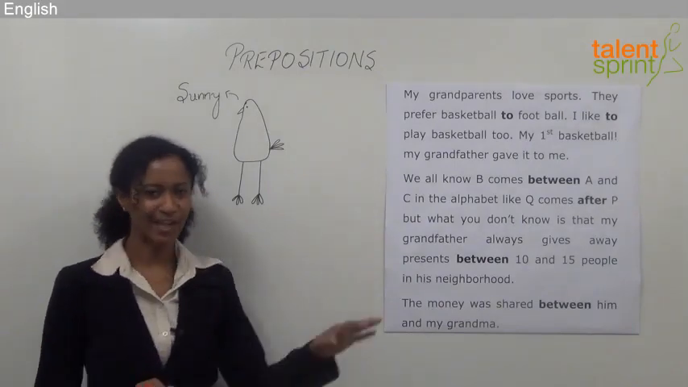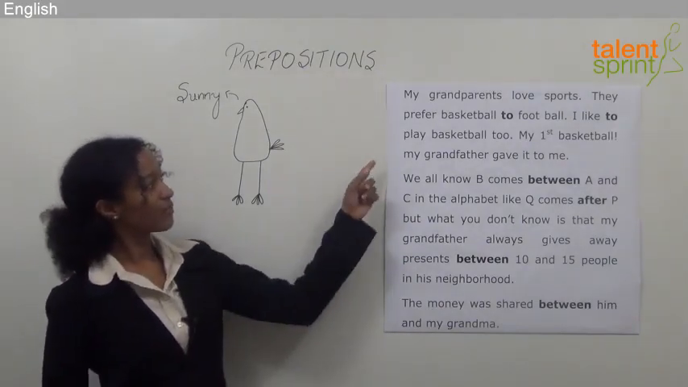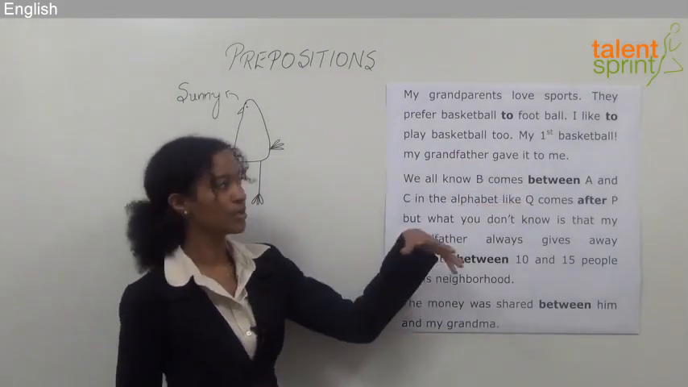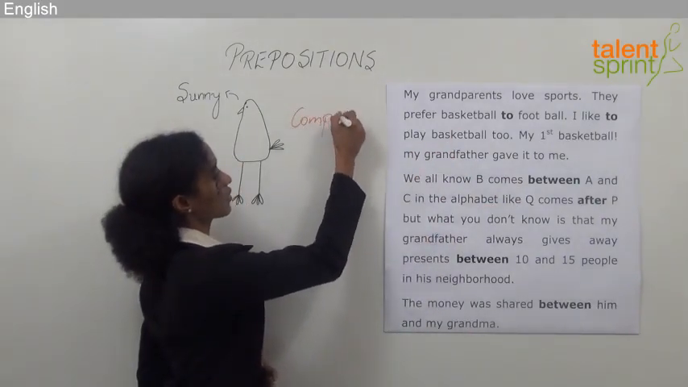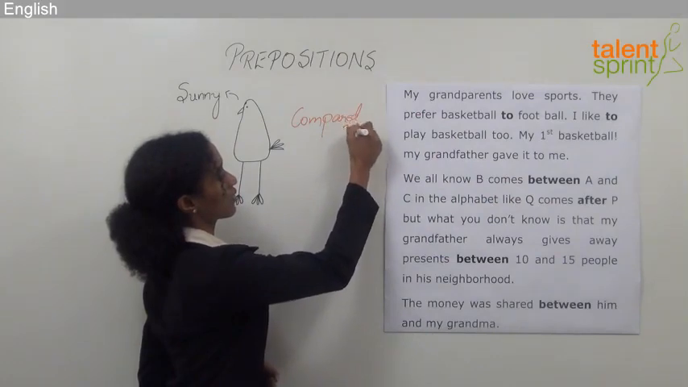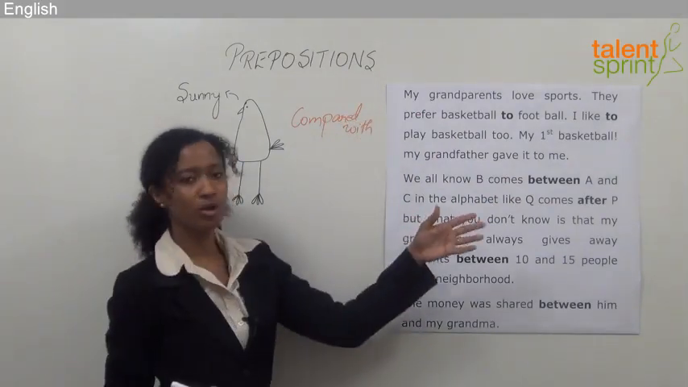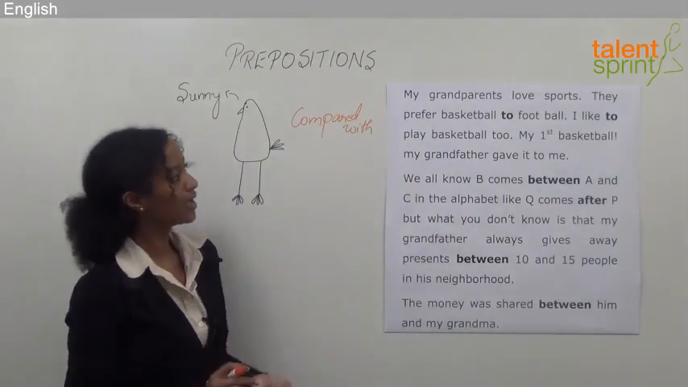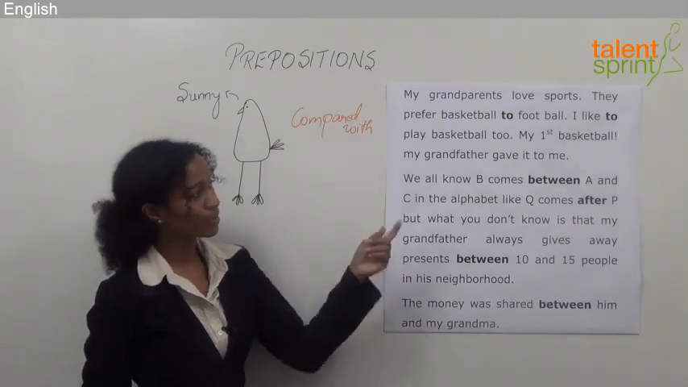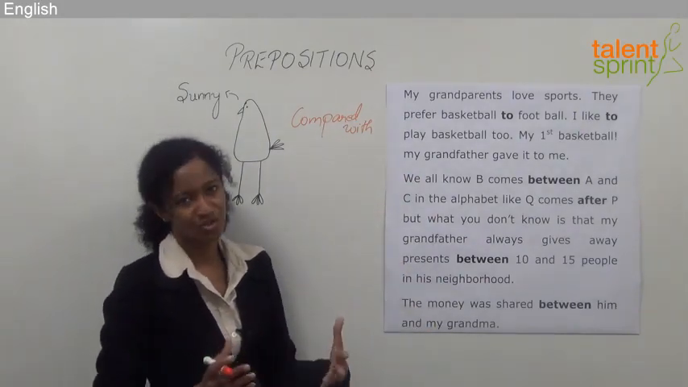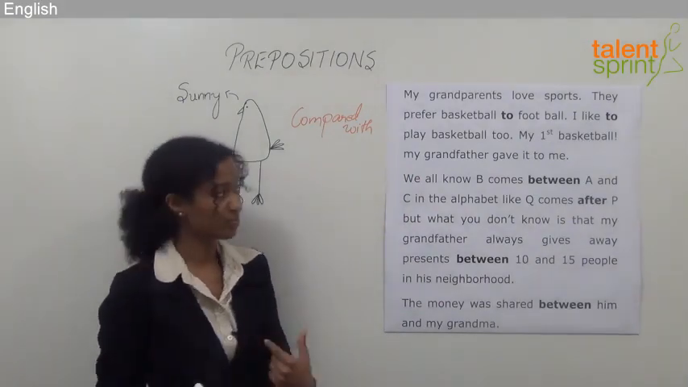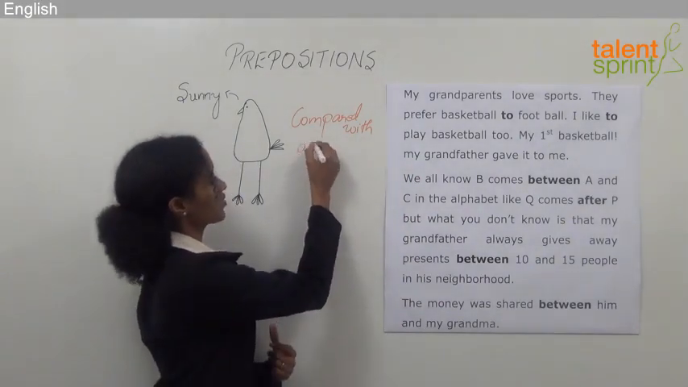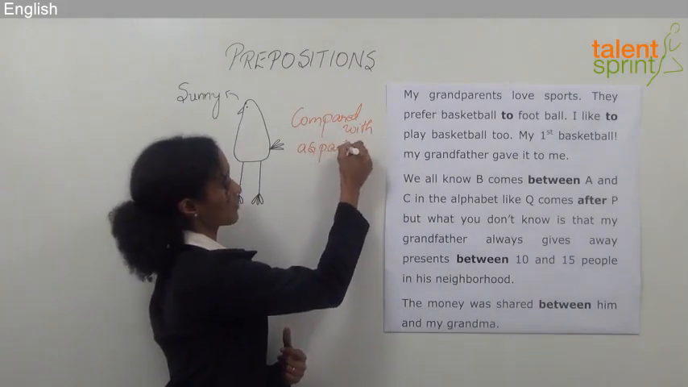Let's understand the application of these prepositions. They prefer basketball to football. So here, to denotes compared with. So compared to football, they preferred basketball. I like to play basketball too. There, it's a part of an infinitive, right? We remember infinitive, to plus verb. So the next to is part of an infinitive.